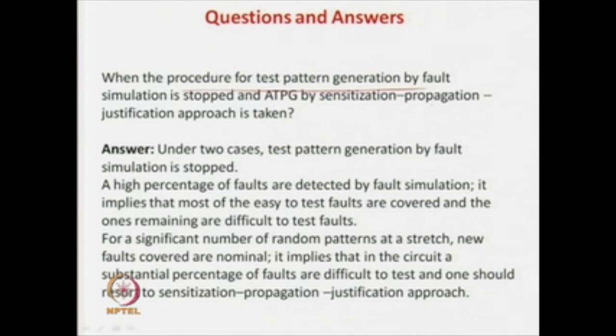The last question is, when is the procedure of random test pattern generation stopped and the ATPG algorithm by sensitization and propagation taken? We start applying random test patterns and find that 10 faults are detected, the next random pattern detects 9 faults, we keep on going, and after some time we have to stop. What is the stopping criterion? The stopping criterion is when you find that the number of new faults being detected by the random patterns is very small or sometimes even 0.